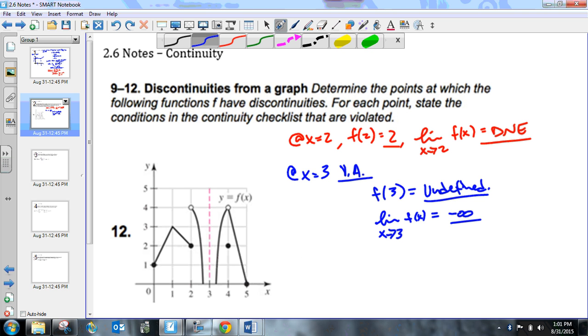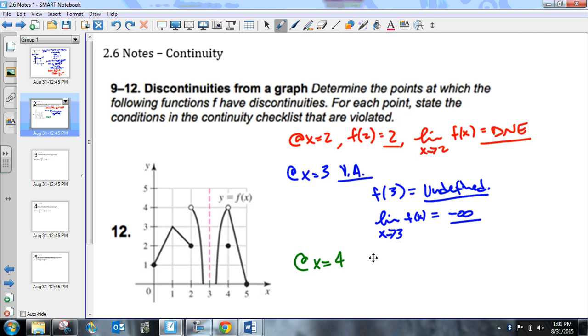Let's try x equals 4. At x equals 4, my function value f of 4 is equal to 2. Now let's take the limit as x approaches 4 of f of x. As I approach 4 from the left, I'm approaching a y value of 4.